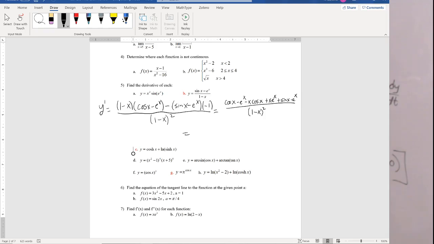I'm not sure what the best way to write that is. I'm going to write it as 1 minus x cosine x plus x minus 2 e to the x plus sine x, all over this. So unfortunately none of that's going to simplify down for us.